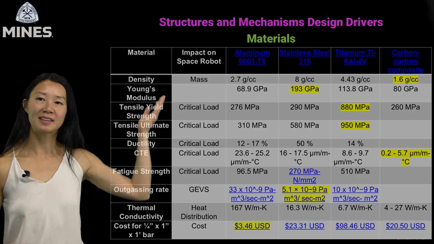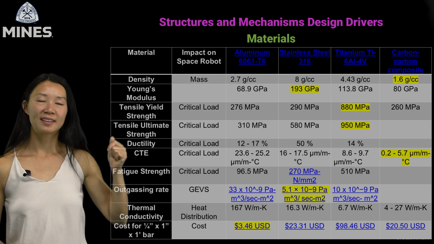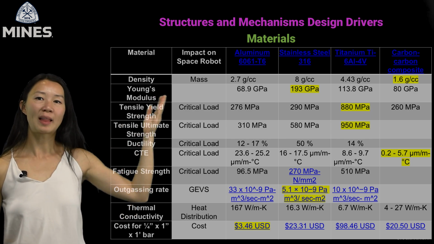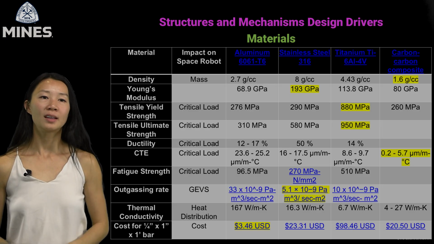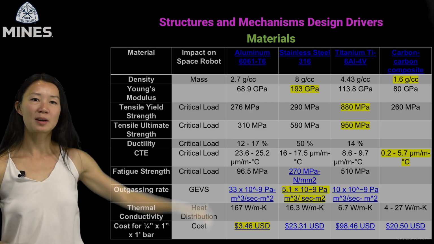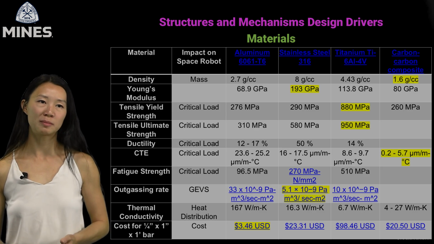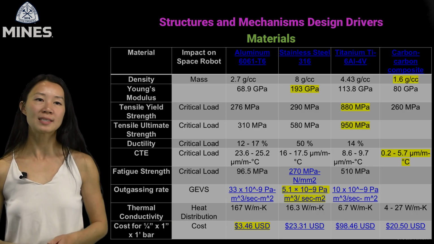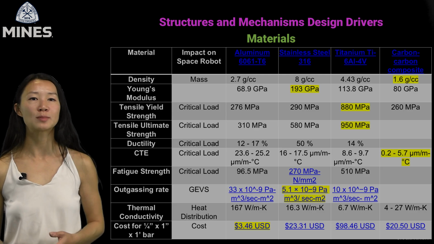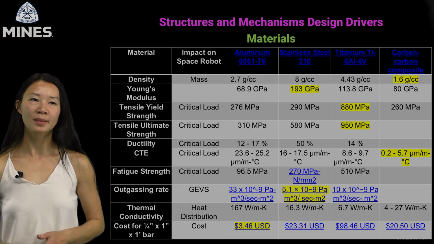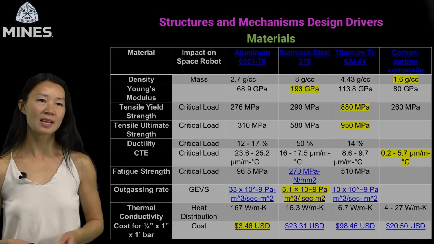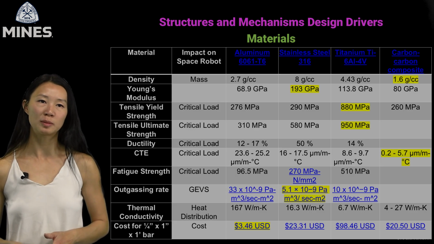First, there's density. Ultimately, the lower the density, the less mass, and the better. The clear winner here is carbon-carbon composite at just 1.6 grams per centimeter cubed, making it ideal for weight-sensitive components like UAV frames or deployable structures. In contrast, stainless steel is heaviest at 8 grams per centimeter cubed.